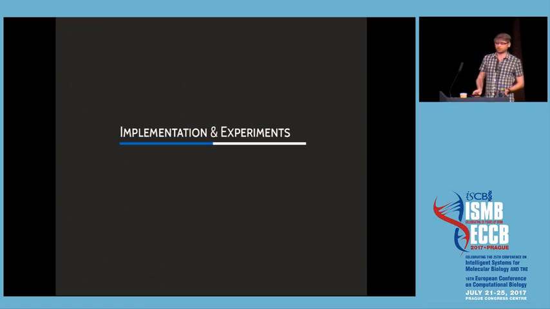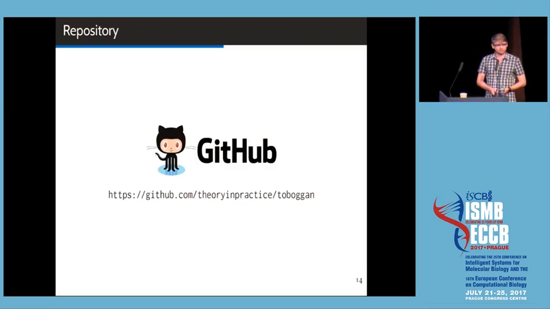So now briefly about the implementation and then to the experiments. The code is available publicly at GitHub. Just go to theory and practice/Toboggan. You can download it and run it yourself on the data, which is also available, and we implemented it in Python.